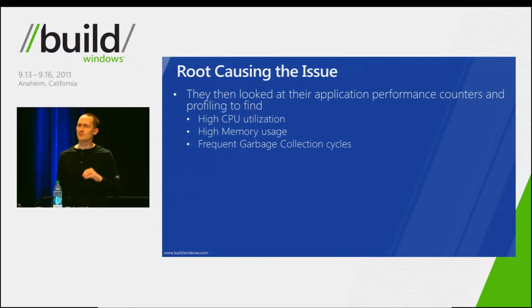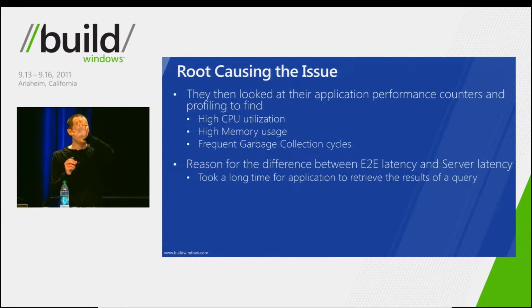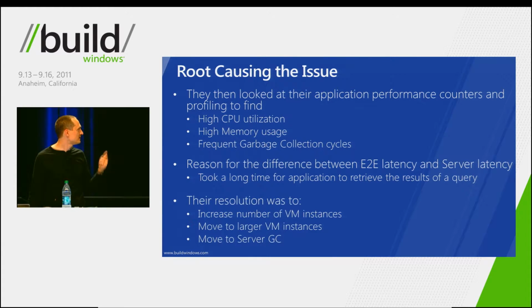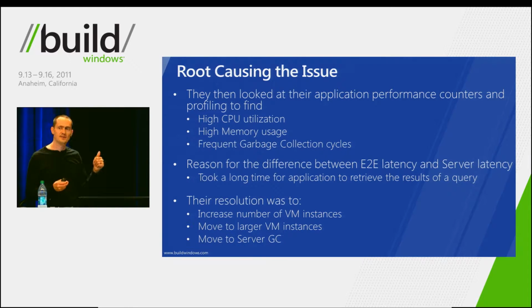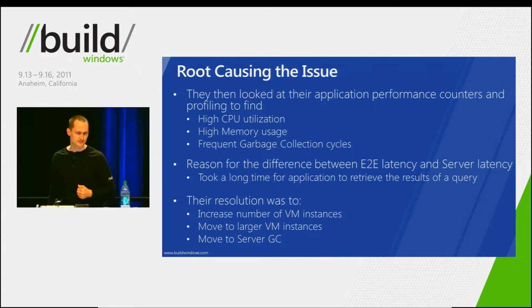And the reason why there was such a difference between that application end-to-end latency and the server latency was we were producing the results very quick, but it was taking the application a long time to get the results back because their threads were just thrashing. And so what they did to resolve their issue was they increased the number of VMs, and they also moved to a larger size VM, which allowed them to use server GC. By default, if you use a small VM, you get workstation GC, but if you go to a larger VM, you can actually turn on server GC.